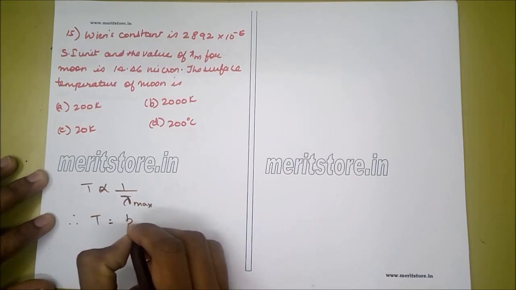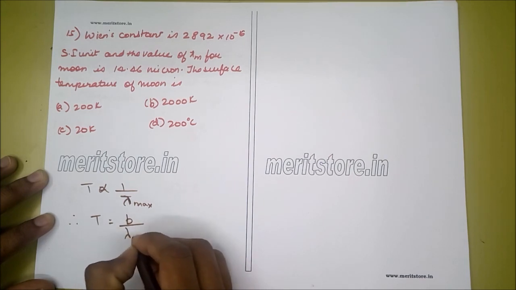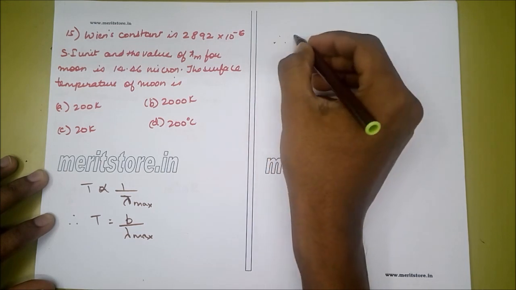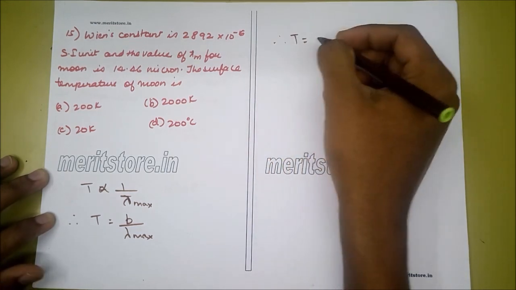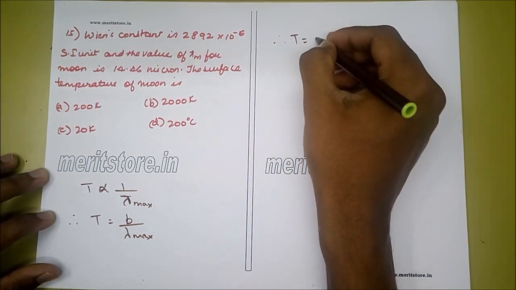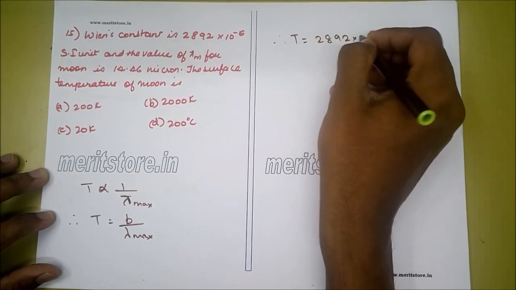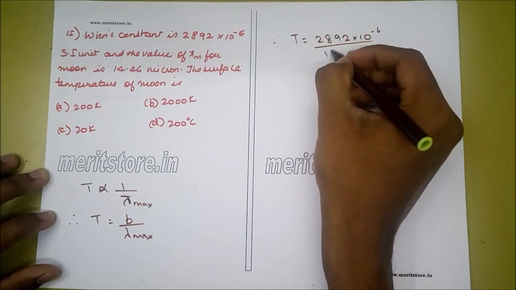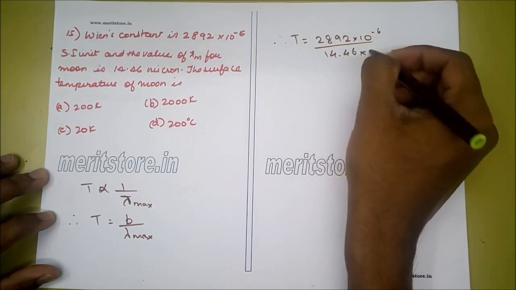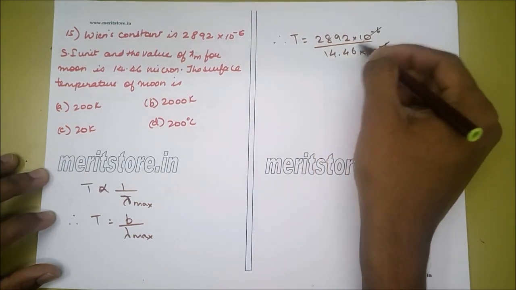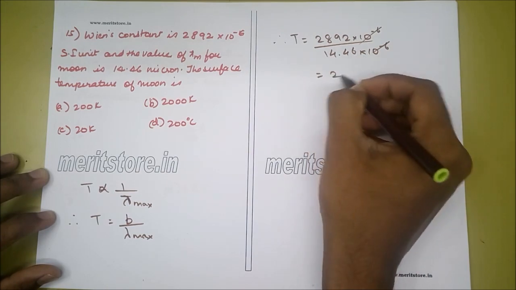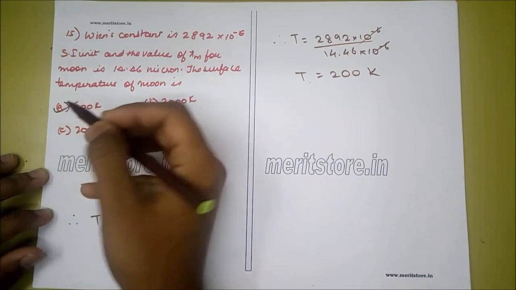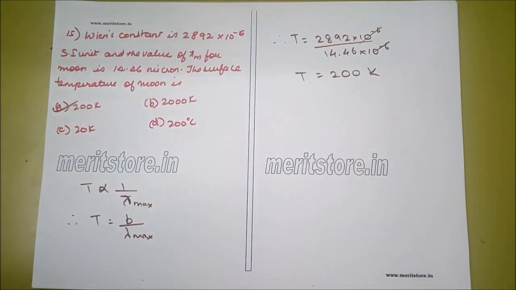So T is equal to B upon lambda max, where B is Wien's constant. Now T is equal to 2892 into 10 raised to minus 6 upon the lambda max value, which is given as 14.46 micron, that is 14.46 into 10 raised to minus 6. So this comes to around 200 Kelvin. Hence option A, 200 Kelvin, is the correct answer.